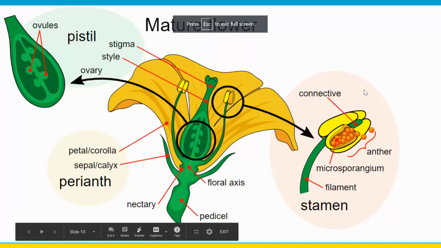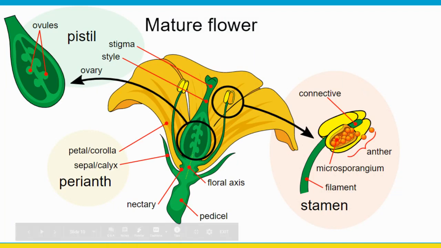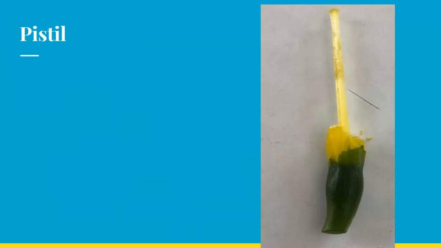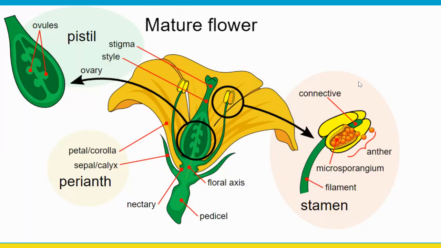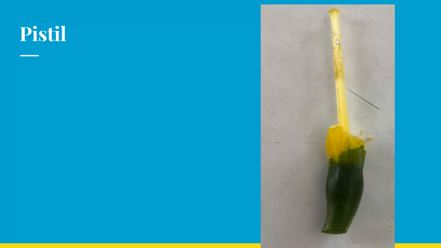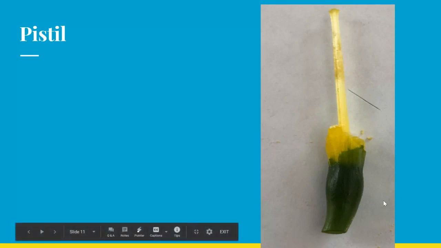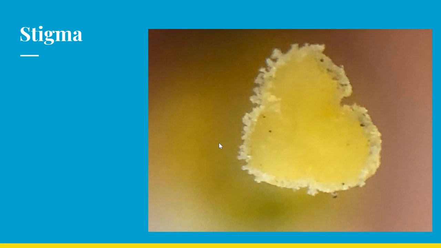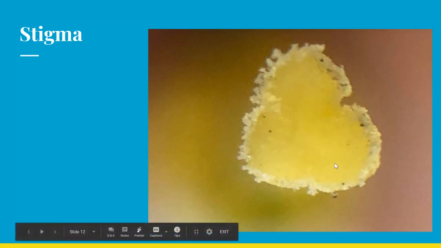Now we're going to take a look at the organ within the flower that's housing the female sex cells called the pistil. Here's a picture of the pistil. The pistil is comprised of three parts. If you look back here, we have the stigma, the style, and the ovary. Stigma, style, ovary. Now, the stigma at the top is the part that receives the pollen grain.